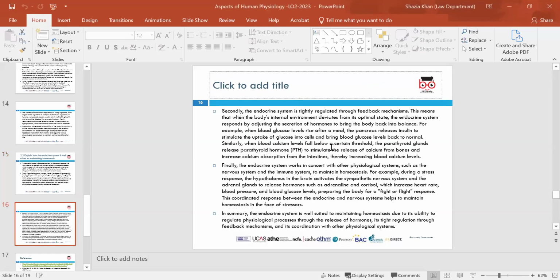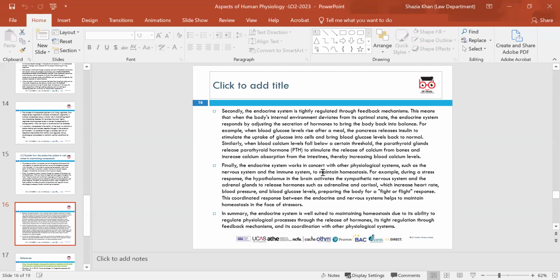Secondly, the endocrine system is tightly regulated through feedback mechanisms. This means that when the body's internal environment deviates from its optimal state, the endocrine system responds by adjusting the secretion of hormones to bring the body back into balance. For example, blood glucose levels rise after a meal, which we mentioned earlier. The pancreas releases insulin to stimulate the uptake by cells, bringing blood levels back to normal. Similarly, when blood calcium levels fall below a certain threshold, the parathyroid glands release parathyroid hormone, PTH, to stimulate the release of calcium from bones and increase calcium absorption from the intestines, thereby increasing blood calcium.